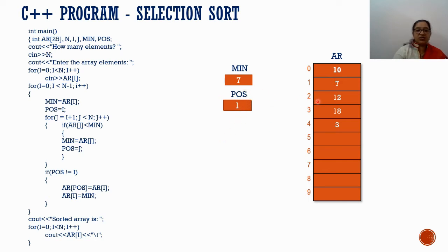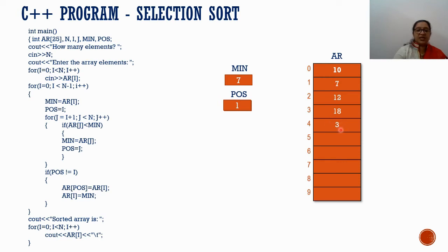Now 7 and 12. 7 is the smallest one, so we don't want to change the value of min now. Then we are shifting to the 18. So 7 and 18. 7 is the smallest one, so we don't want to do anything. Then again we are moving the loop to the next position.